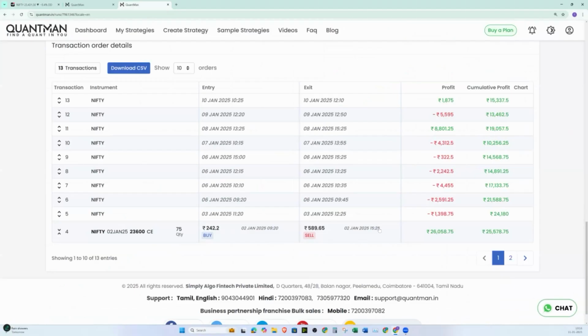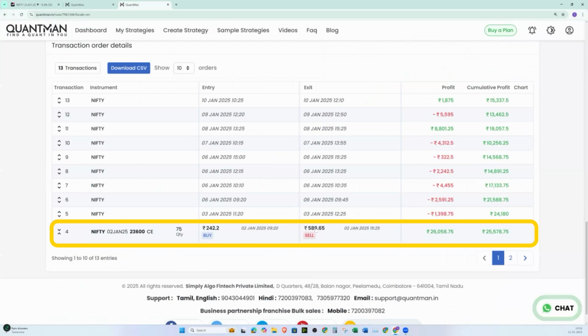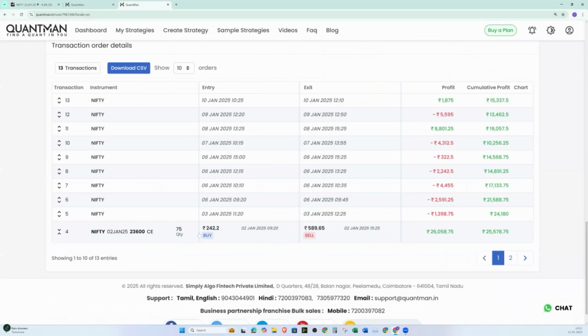See, the 12:25 candle gives a sell signal from 245 premium to 589 premium, and a single trade gives 26,000. But by trading manually, we can't handle our emotion. From full day, Quantman will continue the trade from 9:20 to 15:25.